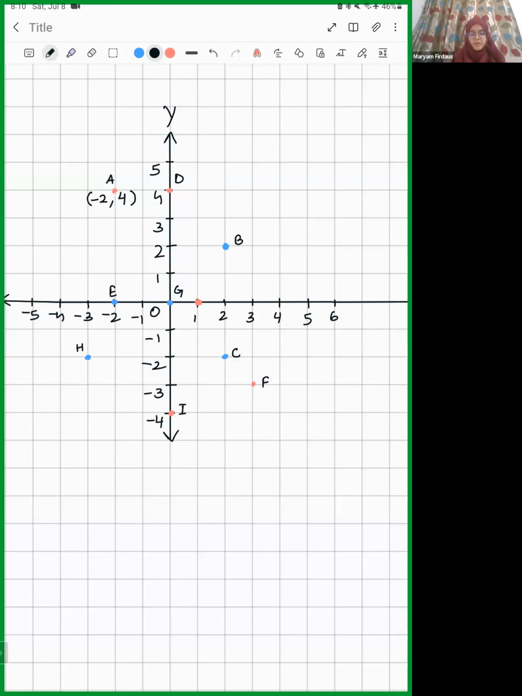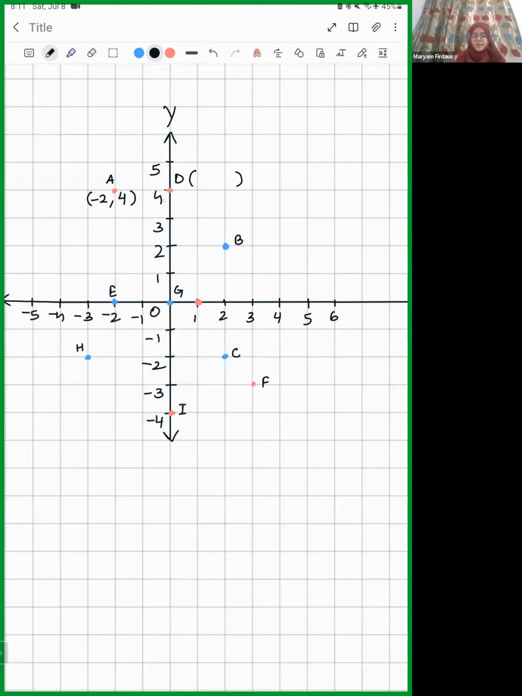Zen, what is D? This one. Remember, the points will look like this: something, comma, something. X, comma, Y. It will have an X coordinate and a Y coordinate. What is the X coordinate? First tell me. 1, comma 4.